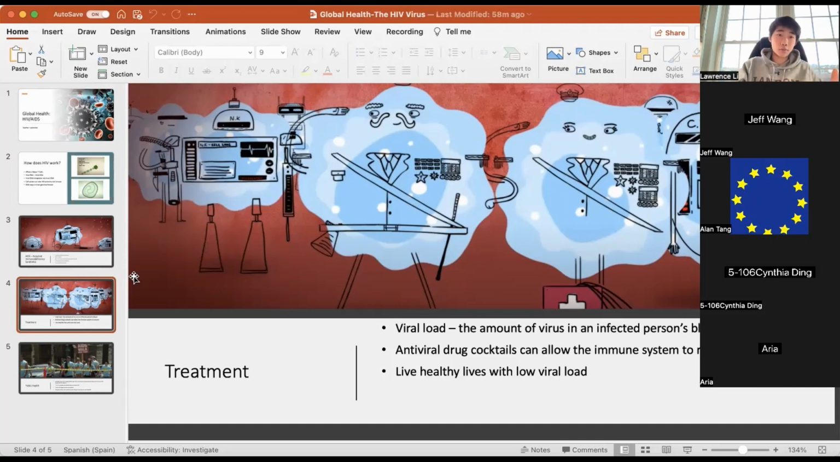As of right now, science hasn't gotten to the point where we can go into the human genome and cut out the virus, which would be fascinating if we could do that. However, we are able to treat HIV. We are able to give the body a fighting chance.